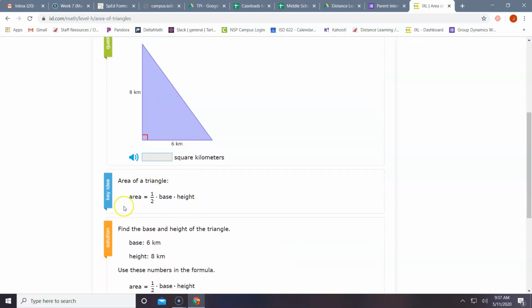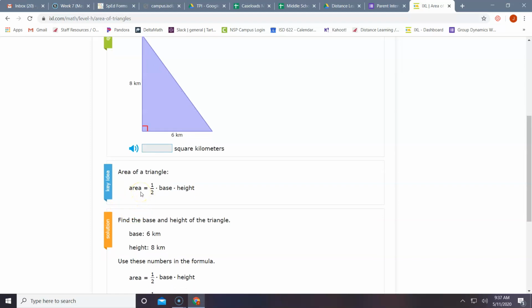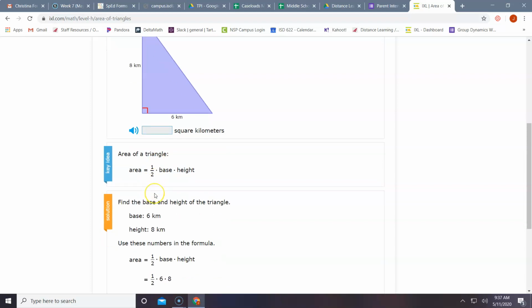And to refresh your memory, here is our area formula. So area of a triangle equals 1/2 times base times height. This is also the same as if you were to see base times height divided by 2. It's the exact same thing, just written in a different way.